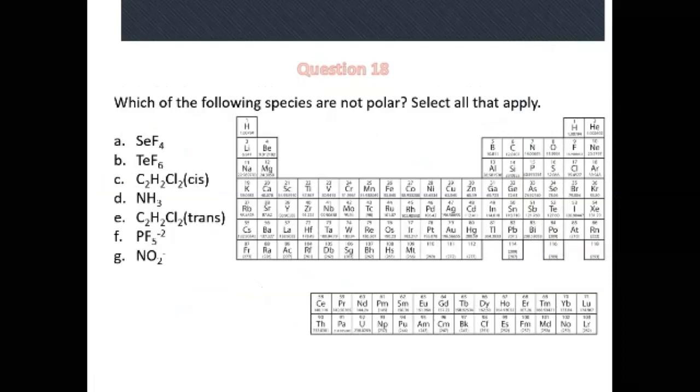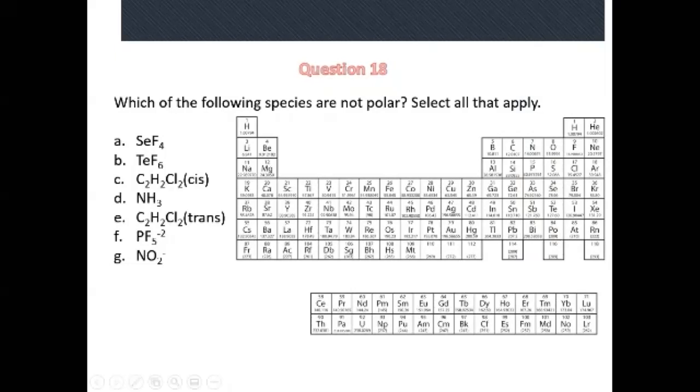So in this question, we want to know which of the following species are not polar. Select all that apply. In order for something to be not polar, when you're looking at molecules with one central atom and the same terminal atoms around it, we know that when there are no lone pairs, for most cases, they're nonpolar. When they have for sure an odd number of lone pairs, it's going to be polar. So based on the geometry, we can determine if something is polar or nonpolar.